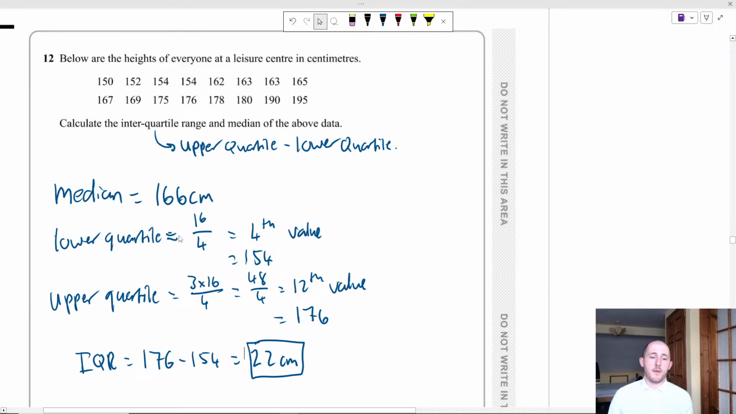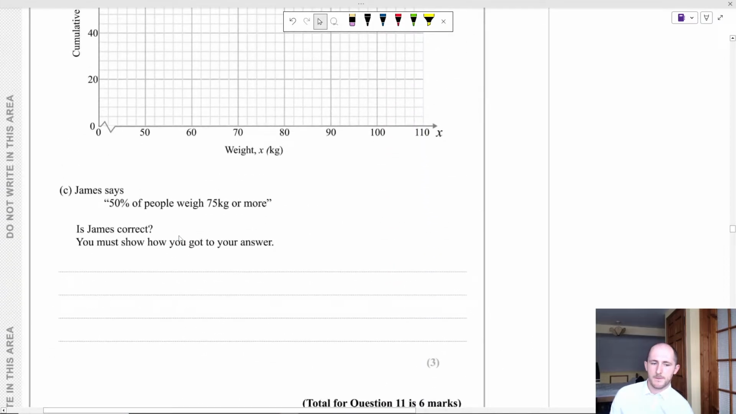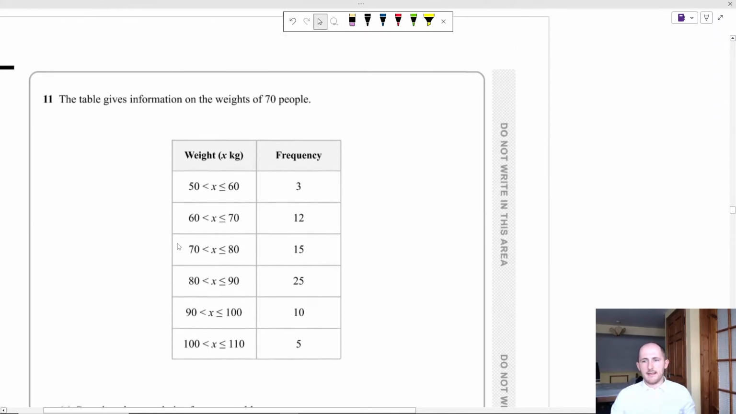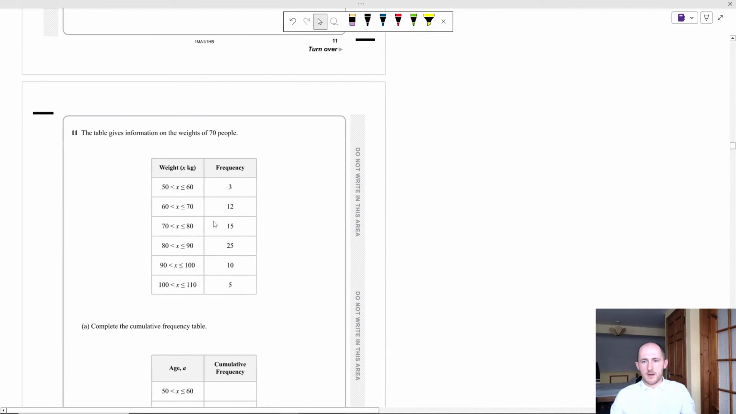Again, I want to go through the whole paper because it's going to act like a mark scheme. But yeah, if you go back in the video, you can watch it. It's all on there. So a cumulative frequency table as well.